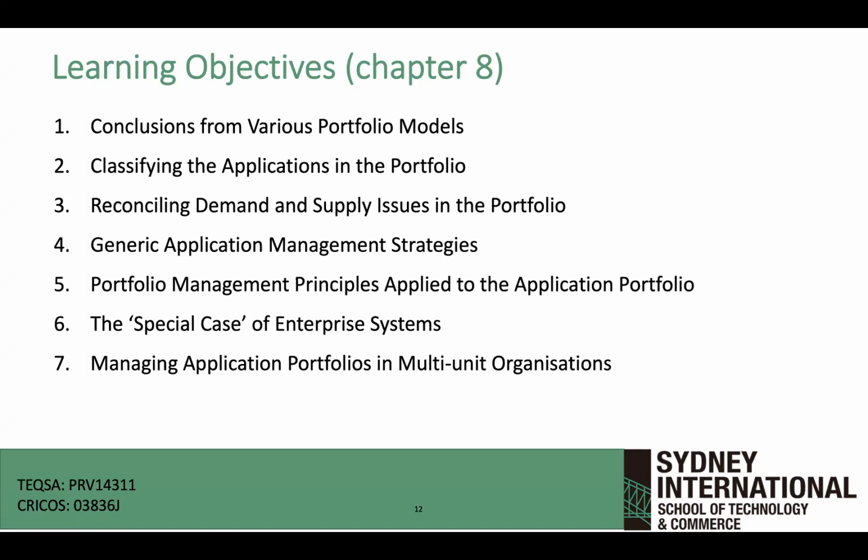We need to reconcile demand and supply issues in the portfolio. What do we need, and what are the issues in the supply of whatever we need? Generate application management strategies. How do we manage all of these applications? Portfolio management principles applied to the application portfolio. For example, what sort of people need to be managing various items in the portfolio, matching the characteristics of the investment with the characteristics of the person who will need to manage that investment.